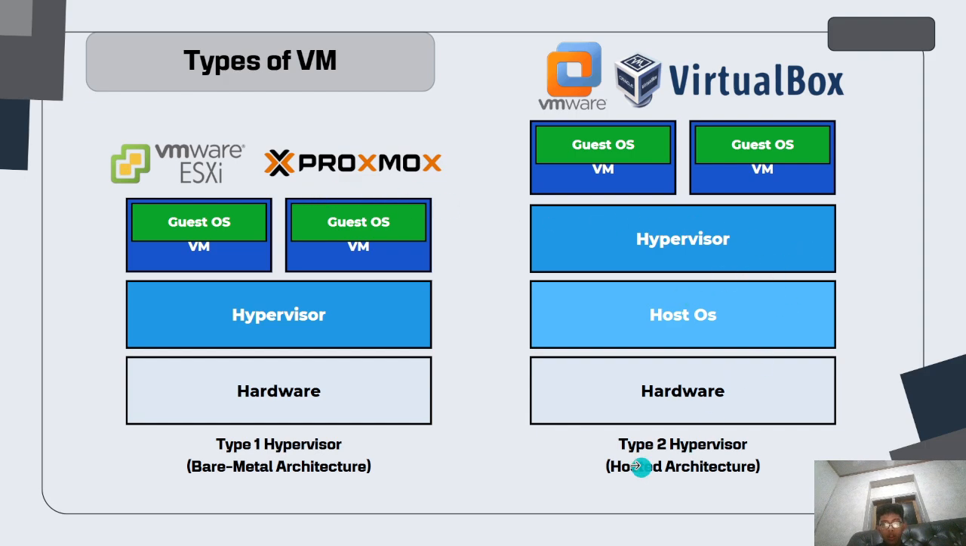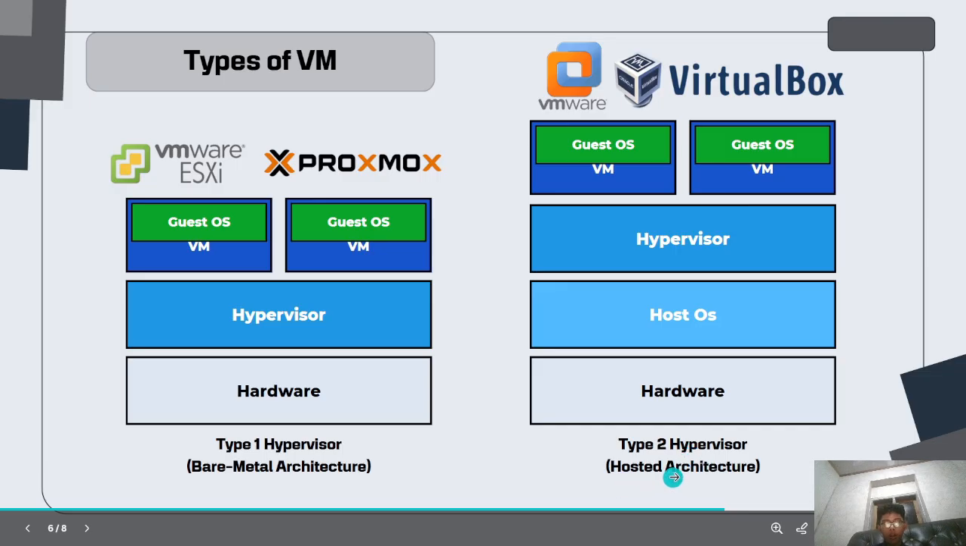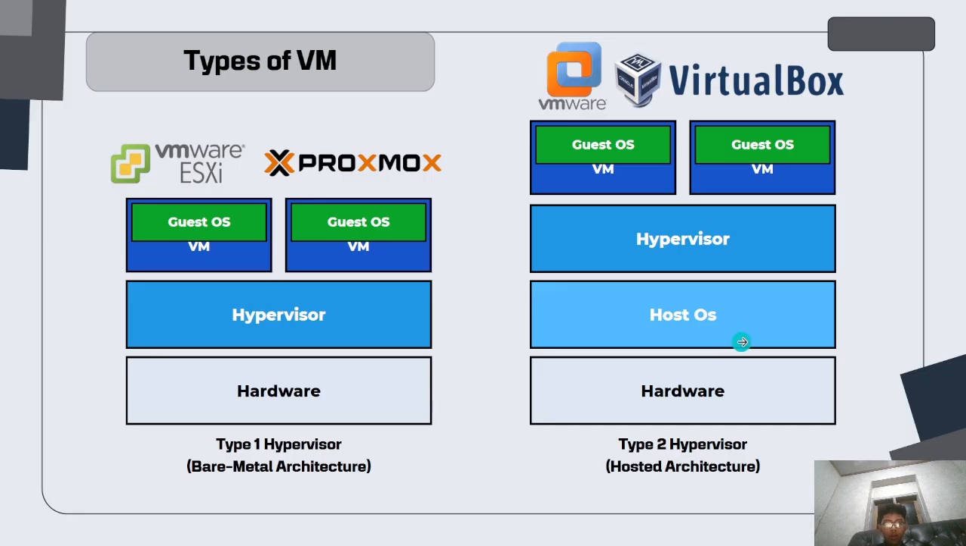And for type 2, which is the hosted architecture, after the hardware there is the host OS, which is the operating system that we install on our laptop. In this case, I'm using Windows OS. And after the host OS, we can install the hypervisor. For example, there is VMware, which is not free, and then there is VirtualBox, which is free and open source.